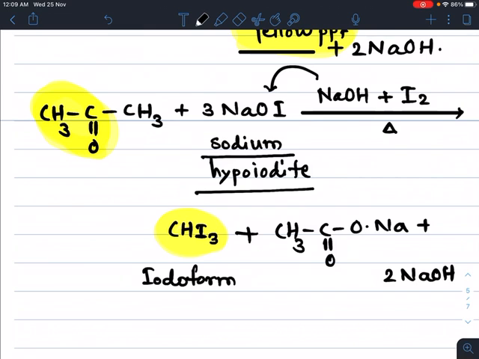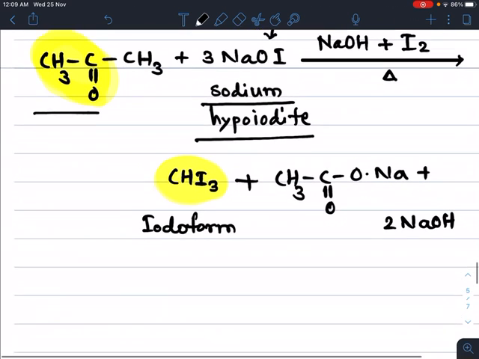So here the main product is nothing but iodoform. If the aldehyde or ketone contains a CH3CO group, then only it is converted into iodoform, and this is the useful test for the production of iodoform from compounds that contain the methyl ketone group, the CH3CO group.